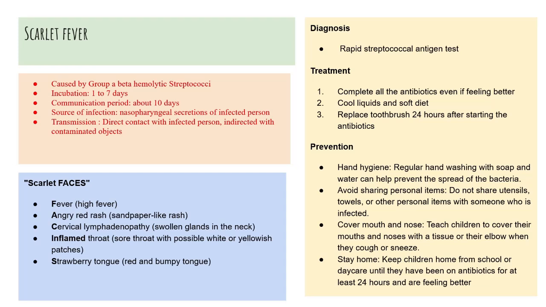So symptoms you can remember from scarlet FACE: fever, angry red rash on the face, sandpaper-like rash, and then cervical lymphadenopathy, swollen glands in the neck, inflamed throat with possible white or yellow patches, and the tongue will be a strawberry tongue, a red bumpy tongue. So from the word FACE you can remember scarlet fever: angry rash, cervical lymphadenopathy, inflamed throat, and strawberry tongue. Diagnosis is throat culture. Strep cultures will be done for the presence of the bacteria.